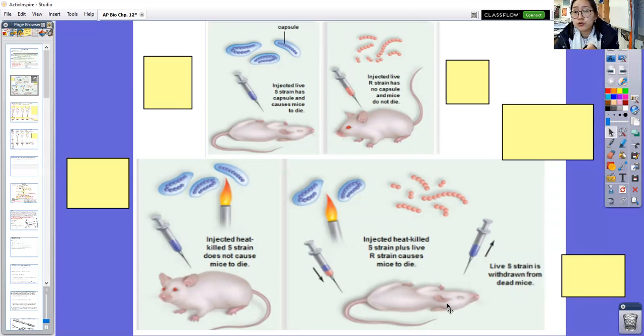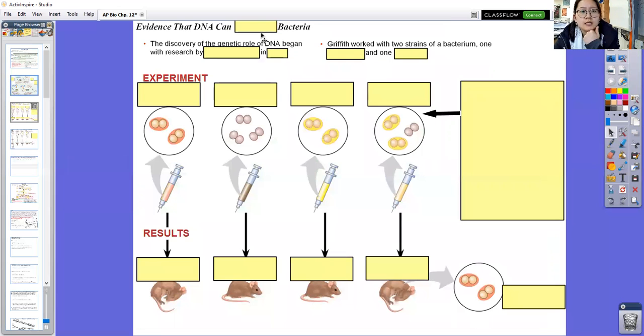And so when they drew the blood from the mice, they actually found live S strain bacteria, even though there was no live S strain bacteria initially injected into the mice. And so this was just kind of interesting to be like, well, where did this S strain bacteria come from? And why did the mice die in the first place? Because they were injected with two things that don't actually kill them and are proven to not kill them by other experiments. And so this lab provides evidence that DNA can transform bacteria.